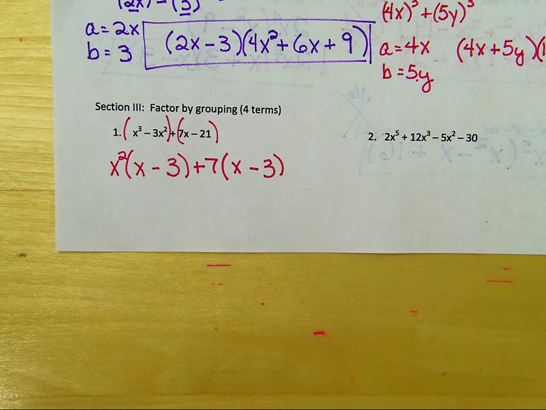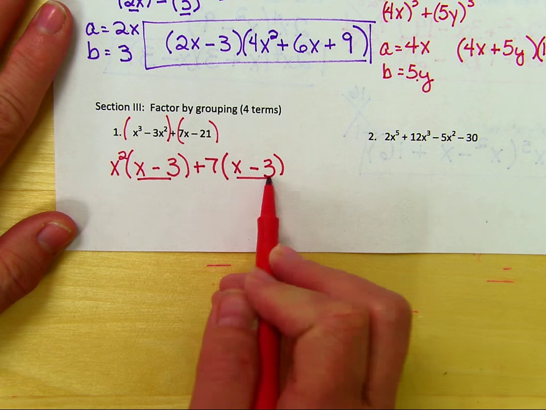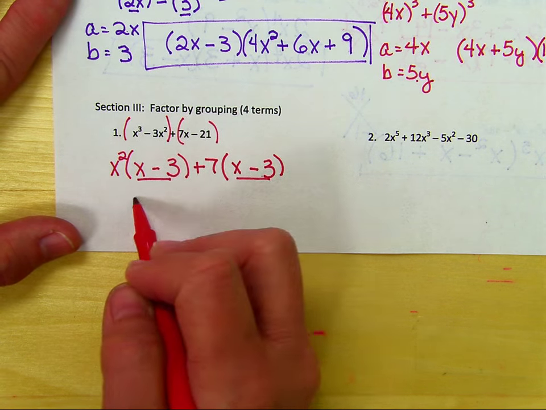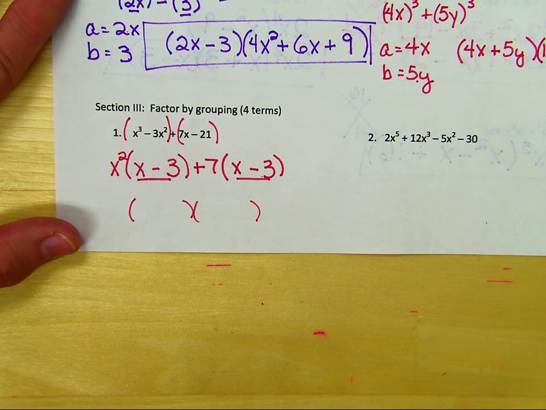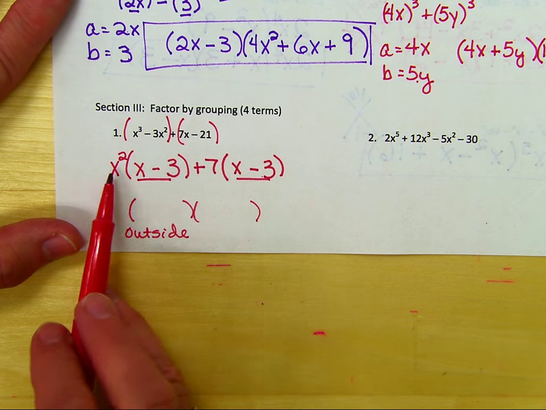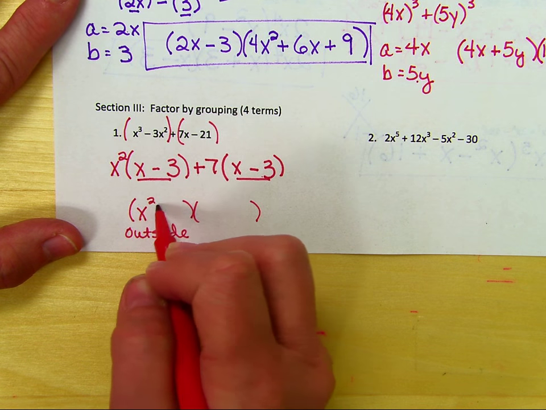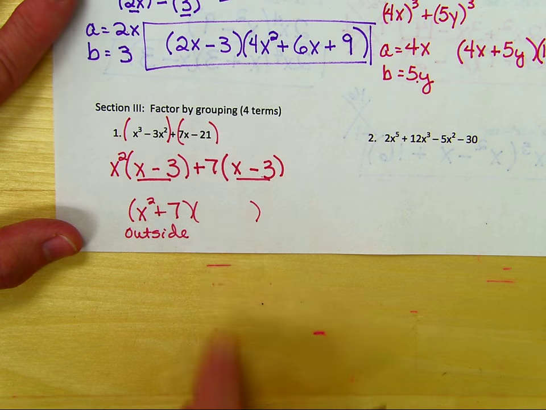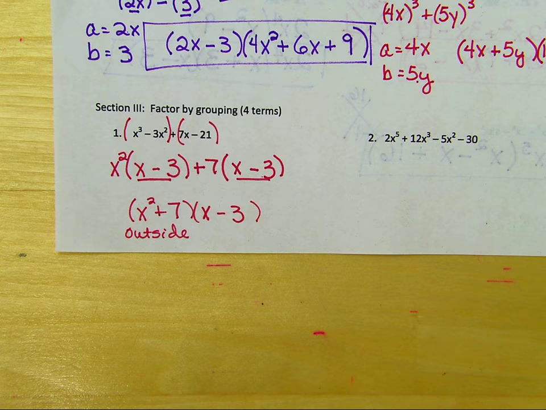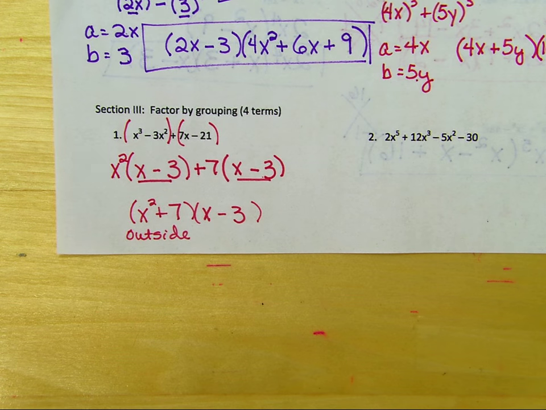All right. These parentheses will always match. If they don't match, either you've made an error or this is not factorable. Most likely, you've made an error. Okay? So these have to match. And when I go to write my two parentheses for factoring, the outside numbers come together in one parentheses. So x squared plus 7. And the inside makes up the second parentheses, x minus 3. Okay? It's just represented one time, but these have to match.